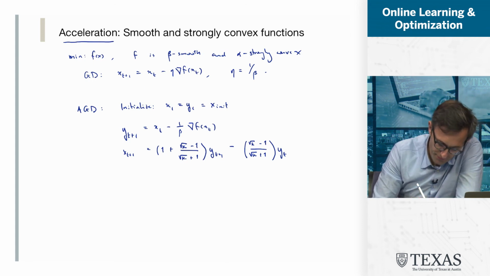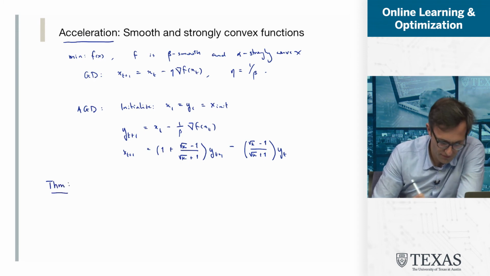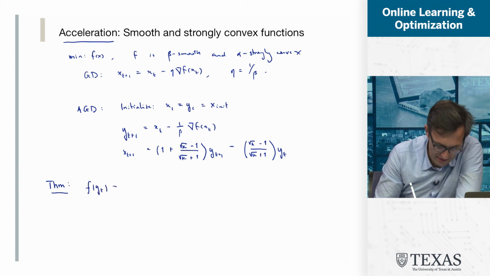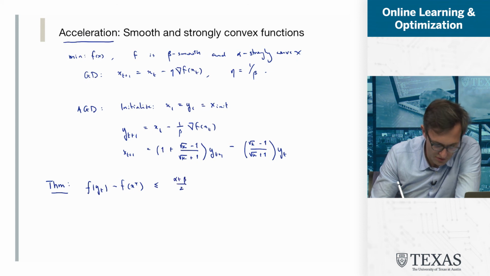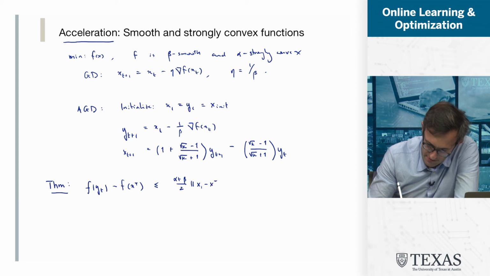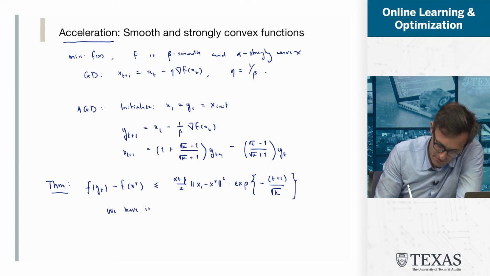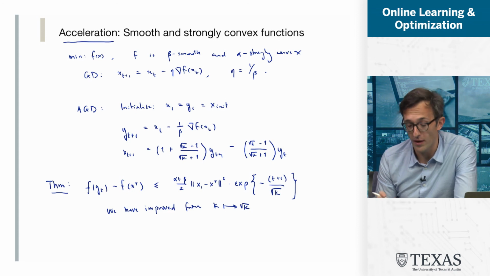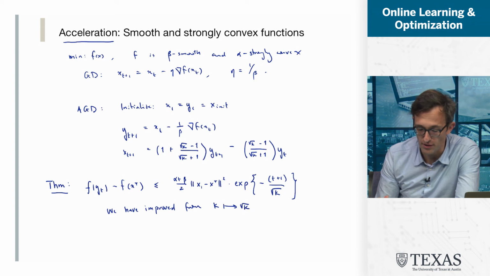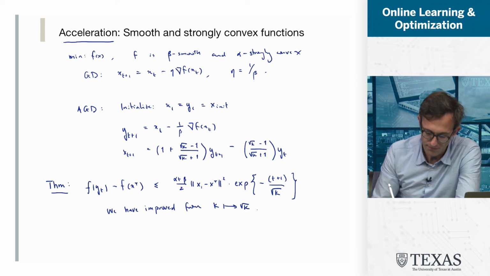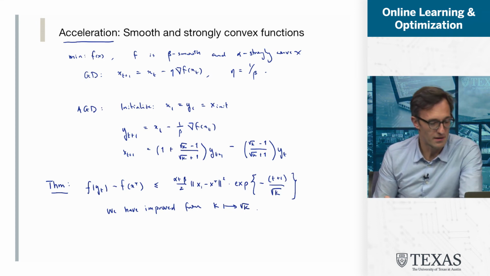Now the guarantee that we can get here is the following. f(y_t) minus f(x star) is less than or equal to (alpha plus beta over 2) times my initial distance, x_1 minus x star, times something that goes down like the square root of kappa. So we have improved from kappa to square root of kappa, which was exactly the gap that we had before in terms of order-wise dependence on kappa. And basically the lower bound tells us that this is something that's unimprovable.